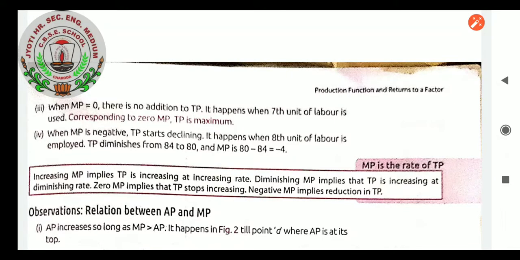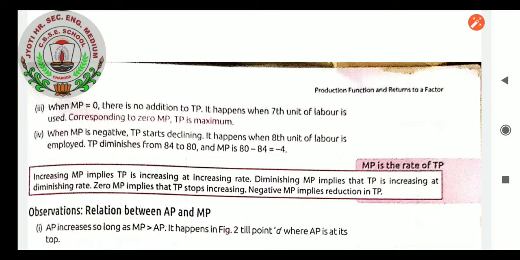TP diminishes from 84 to 80 and MP is 80 minus 84, that is -4. Increasing MP implies the TP is increasing at an increasing rate. Diminishing MP implies the TP is increasing at a diminishing rate. Zero MP implies that TP stops increasing. Negative MP implies reduction in total product.